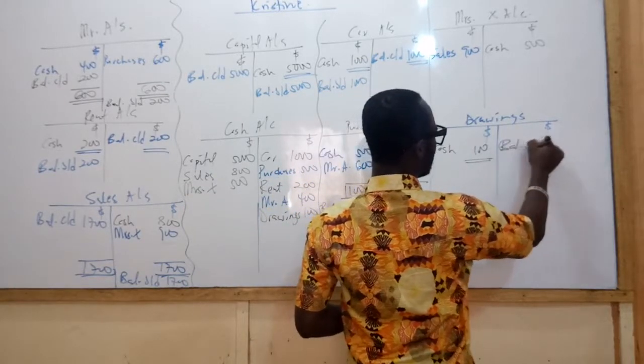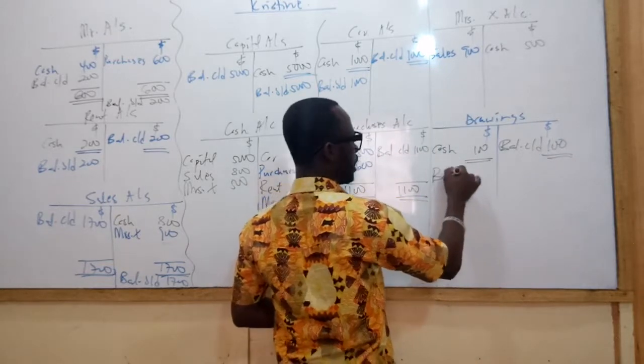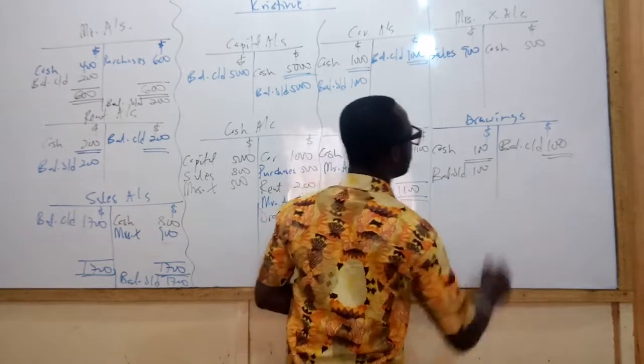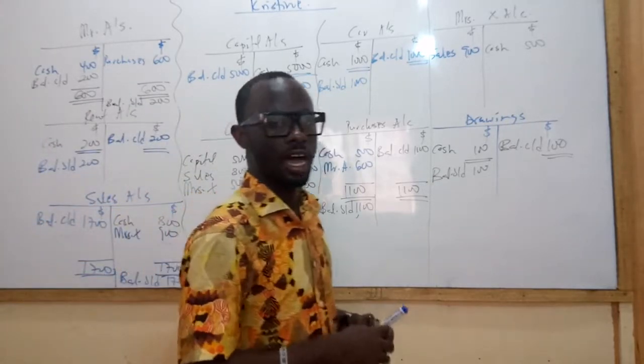Then we go to the drawings account. It's just a single item. So balance carried down will be 100. And then balance brought down also 100. So that is the drawings account.